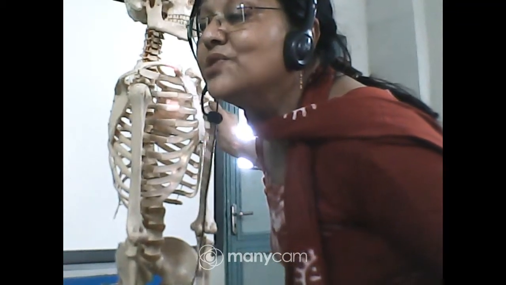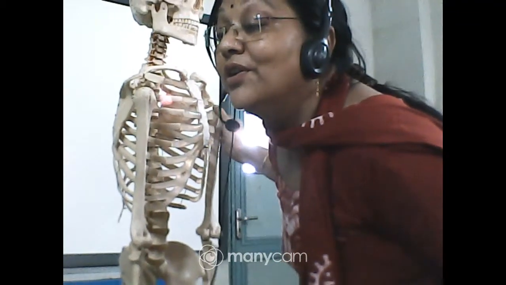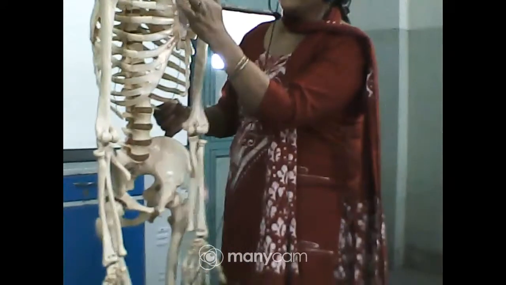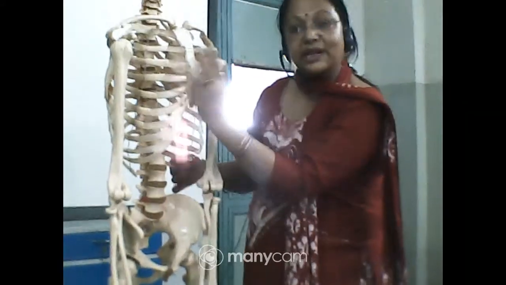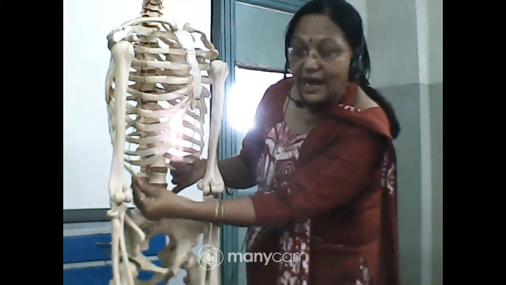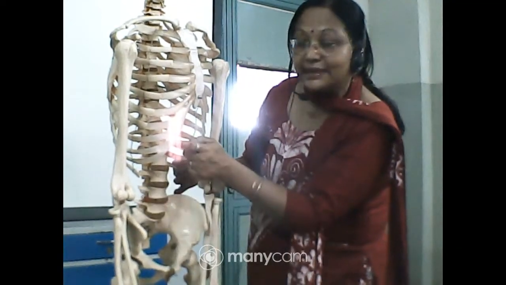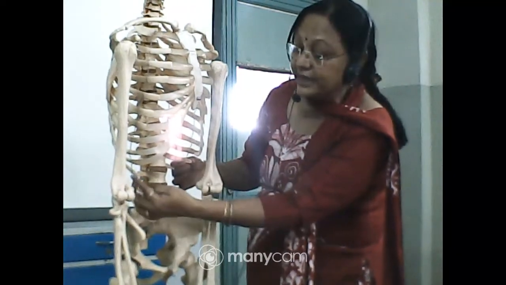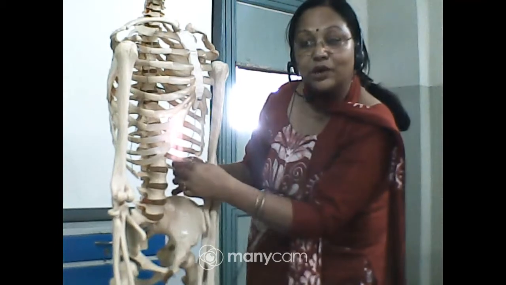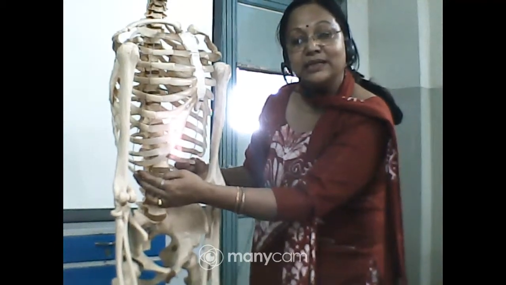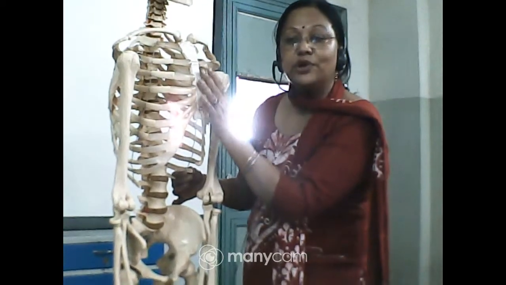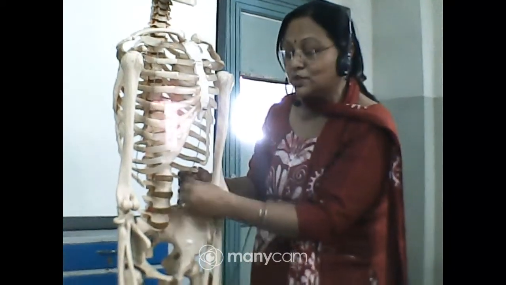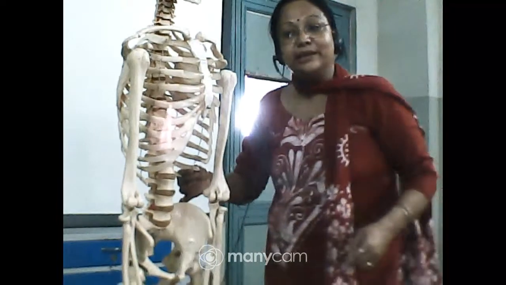Yes. Ma'am, please show the floating ribs. You see, the number of ribs: actually the total number of ribs is 12 on this side, 12 on this side. And you see the last ribs are not attached to the rib cage. So these both ribs are called the floating ribs. These are floating because they are not attaching to the breastbone, or you can say the sternum. That is why these two ribs are called floating ribs. Clear?